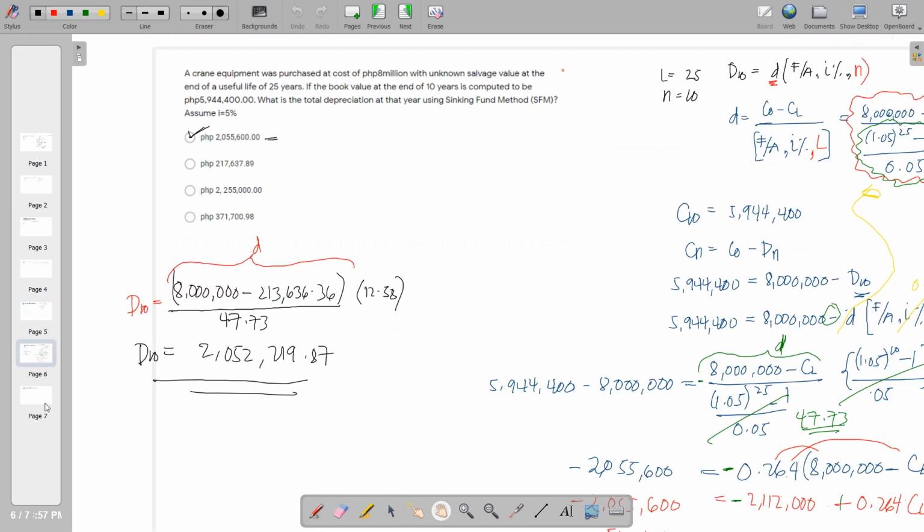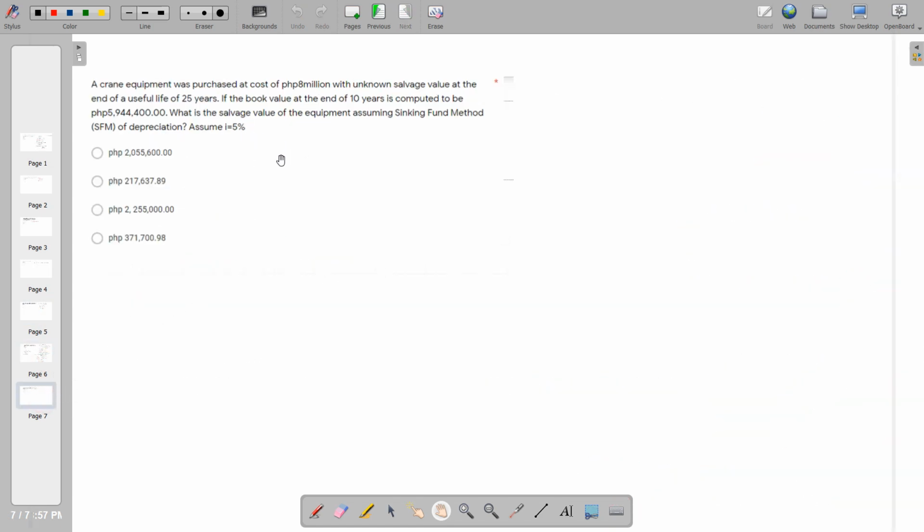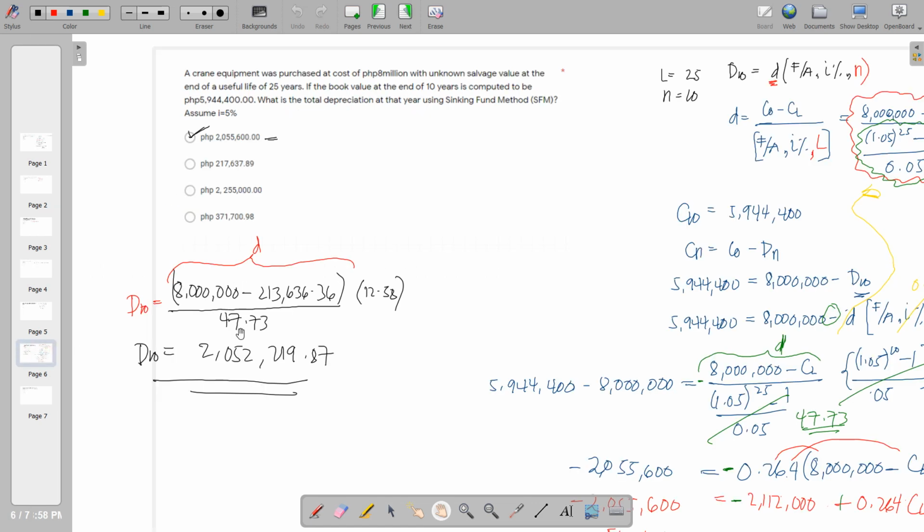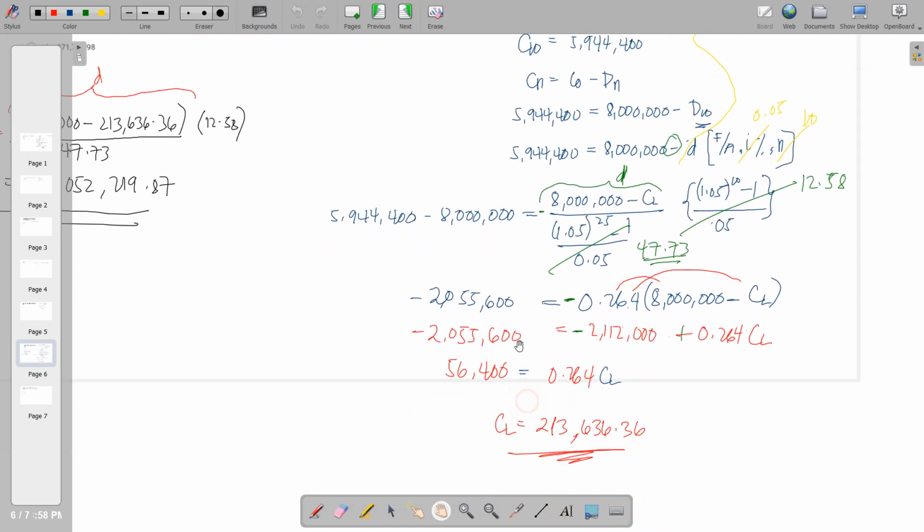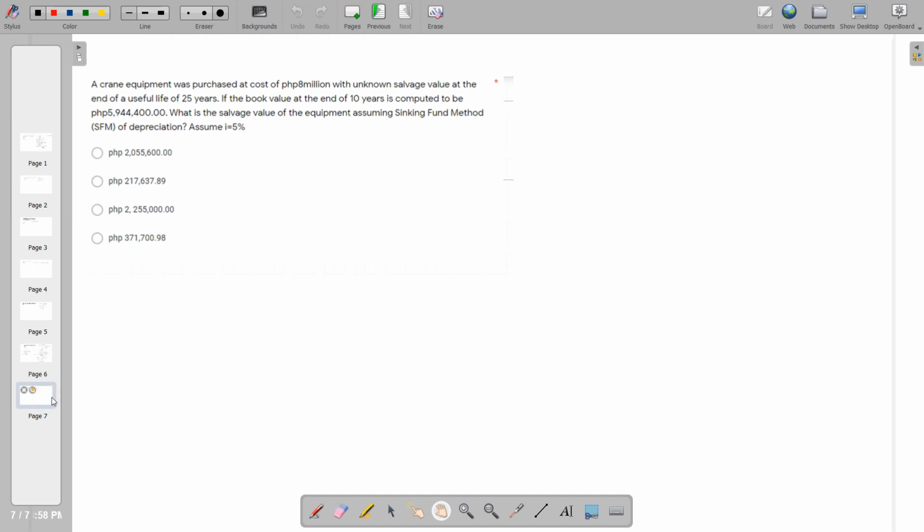Next. So we have the same problem but different question. What is the salvage value of the equipment assuming sinking fund of depreciation? Okay. Salvage value. Ito yung unang nakuha natin kanina. Salvage value is this one, 213,636.36. This is the nearest answer. So that's it for this problem.